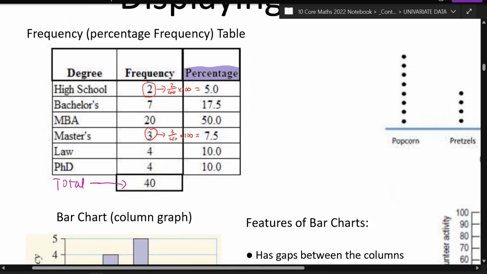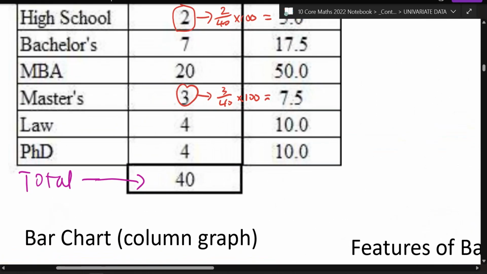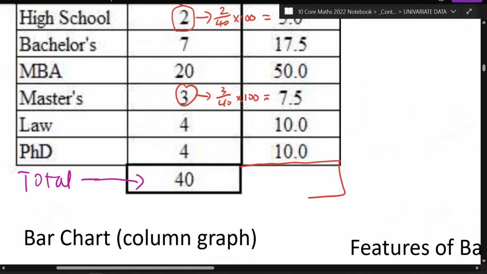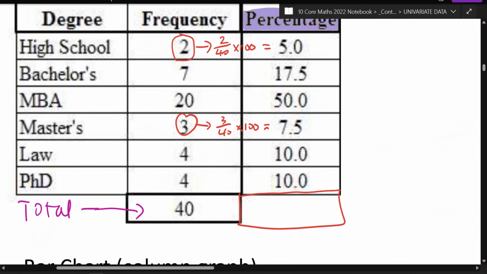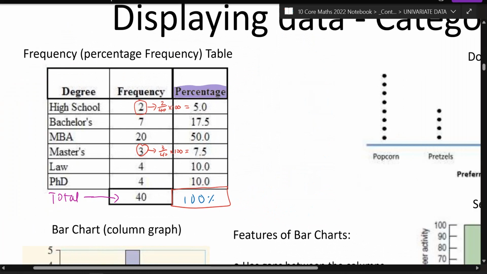Let's see what else we got here. Oh, one more thing. Last thing. If this is the total, what would you put as a percentage down here? Anyone know? What could you put there? 100. Good. So all of this will equal 100%. So just keep that in mind when you do these. All right, let's move on to the next one.